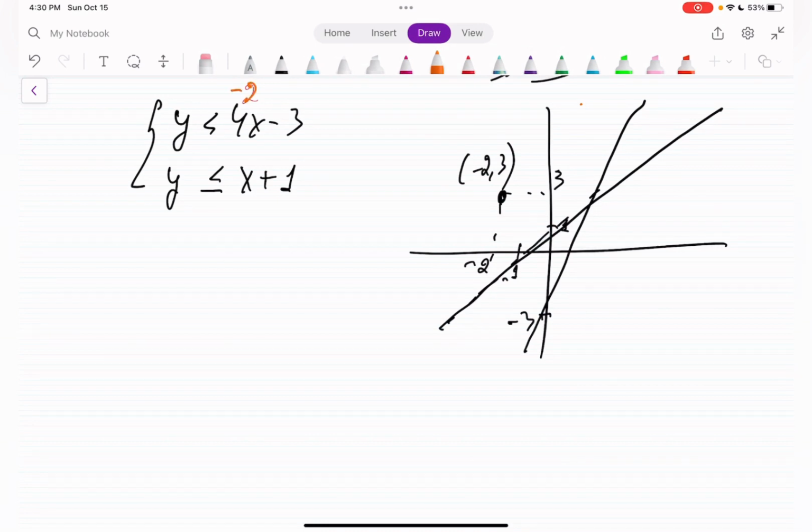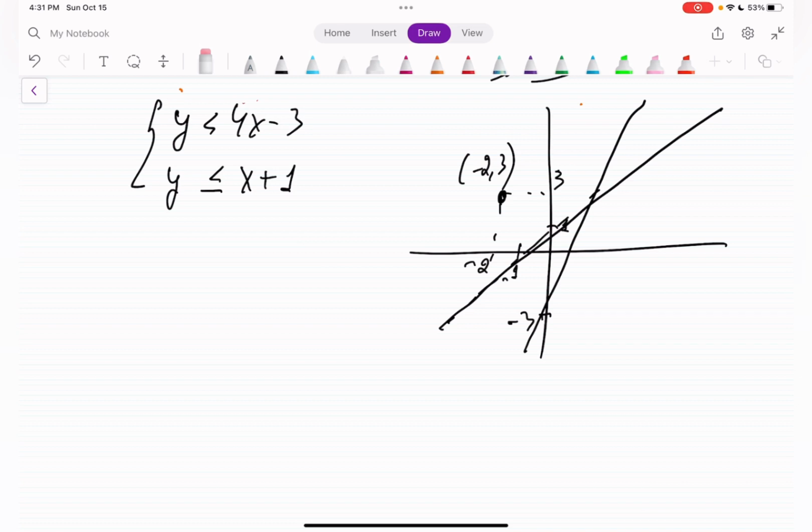X is -2 and y is supposed to be +3. Let's check. 4 times -2 is -8, and -8 minus 3 is -11. 3 is not less than -11, so it's wrong. So 3 cannot be less than a negative number, which means I'm not even checking the second case, because if one of them is wrong, that means it's wrong. Okay, we drop this case.